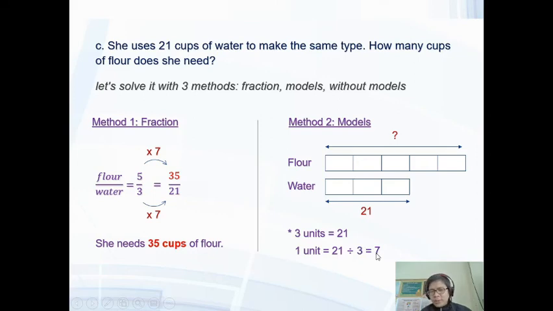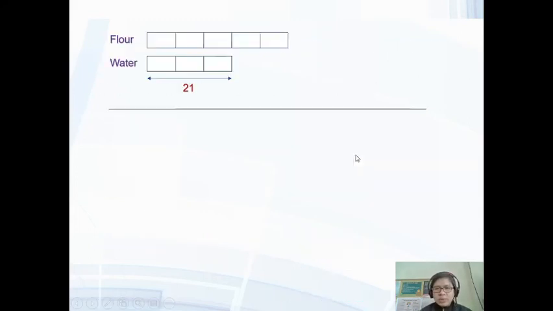We get 1 unit. Remember, our goal is 5 units. So since we already have 1 unit over here, let's calculate for 5 units. 1 unit is 7, so 5 units is 5 times 7, 35 cups. See? We got the same answer. Yes, 35 cups of flour. Okay, this is method 1, this is method 2. Let's talk about method 3.